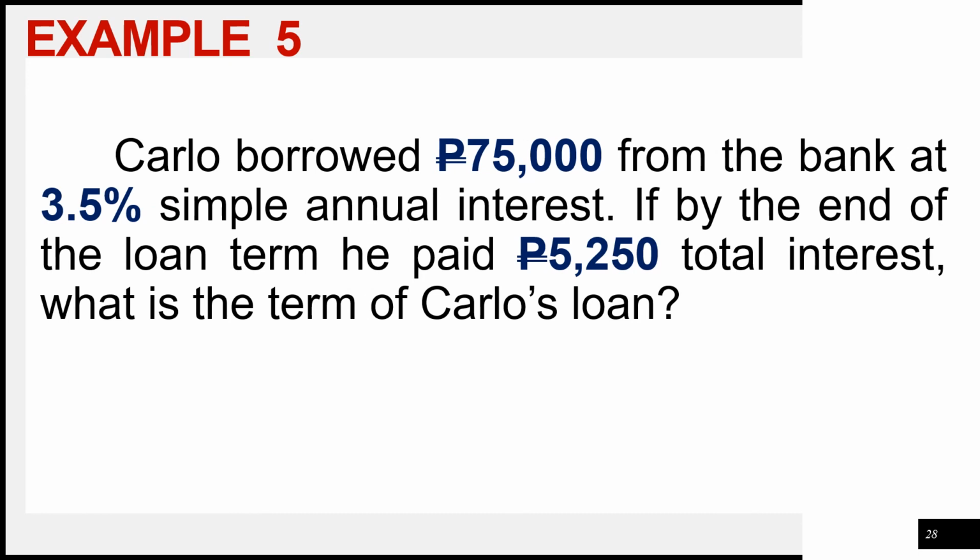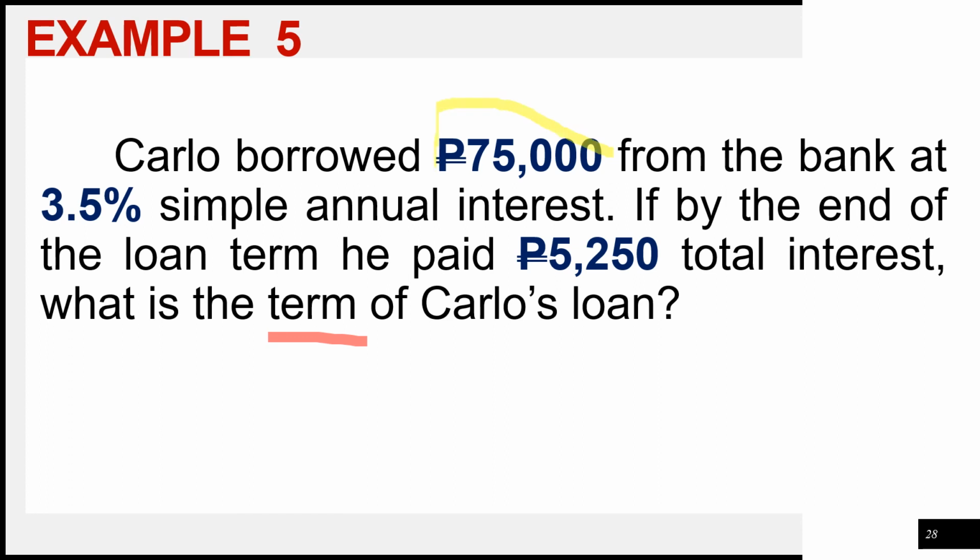Now we are down to our last example. Carlo borrowed 75,000 pesos from the bank at 3.5% simple annual interest. If by the end of the loan term he paid 5,250 pesos total interest, what is the term of Carlo's loan? In this problem, we are asked to identify the term of Carlo's loan. Now, we can solve this by interpreting the given data in blue text.